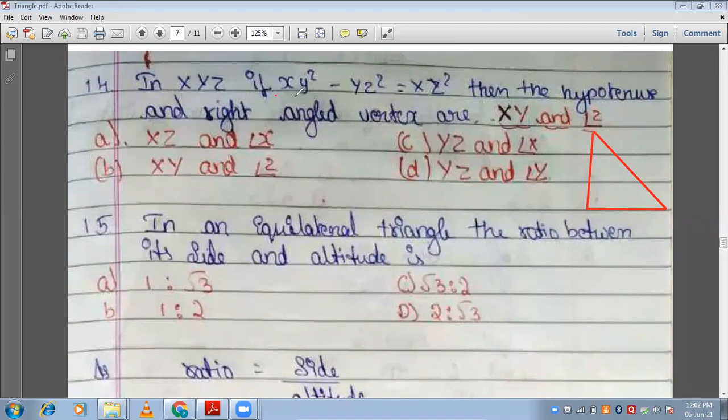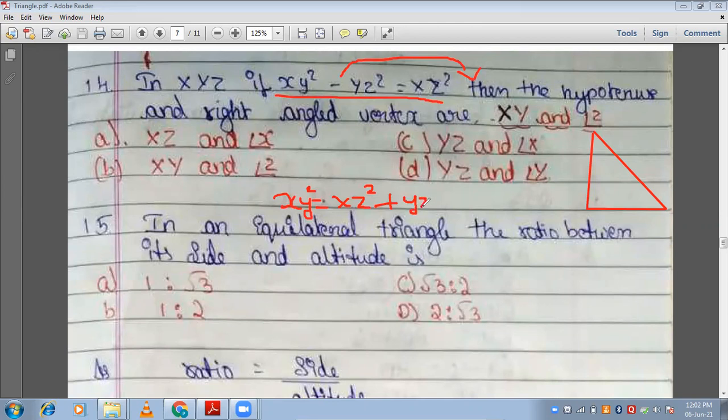So here the given is XY square minus YZ square is equal to XZ square. Okay. So XY square, you can write this as XY square is equal to XZ square. I am just doing some modification. Now take this one to the left hand side. It will become plus YZ square.